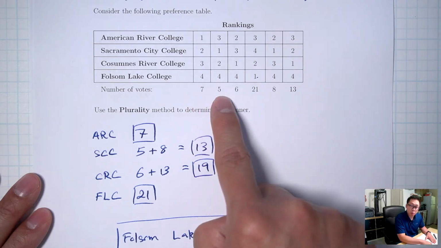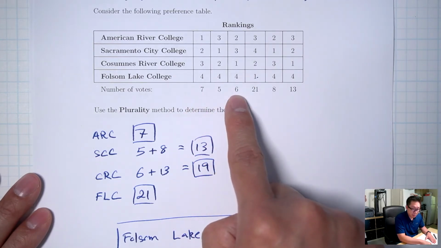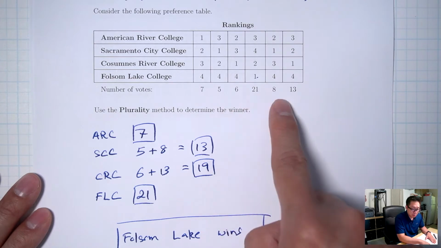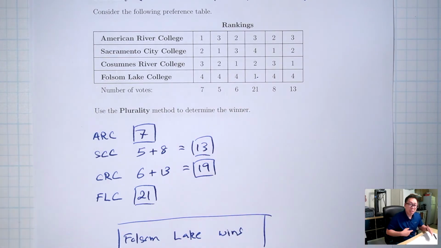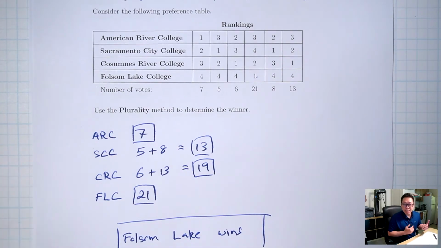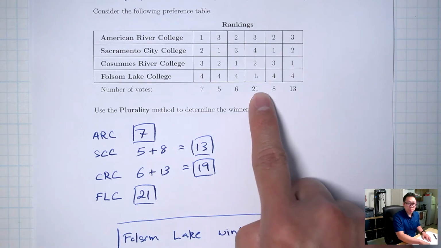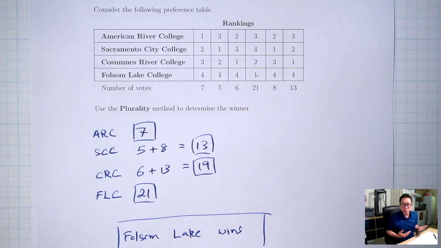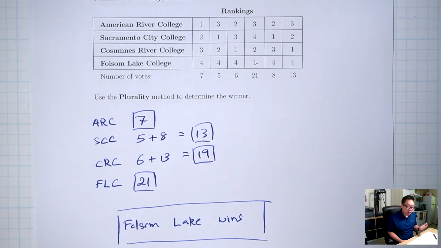7 plus 5 is 12, plus 6 is 18, plus 8 is 26, plus 13 is 39. So 39 people, so more people put Folsom Lake in last place, but Folsom Lake still won. So there might be an issue there, right? Because like these 21 people are happy, but then these other 39 people might be unhappy. And that's what happens when you only look at the first place votes.